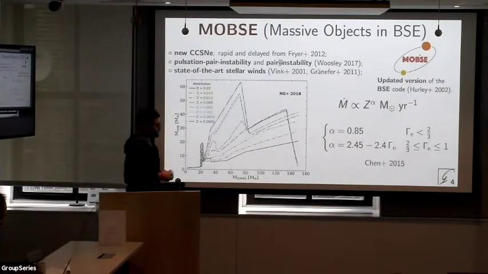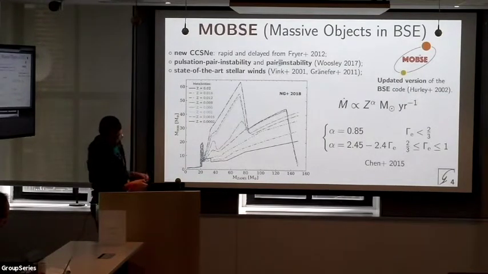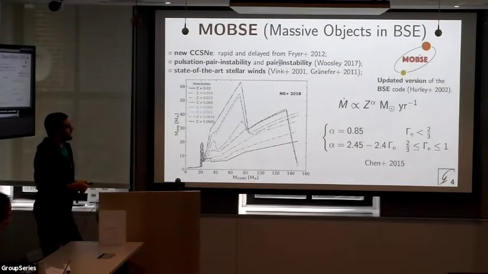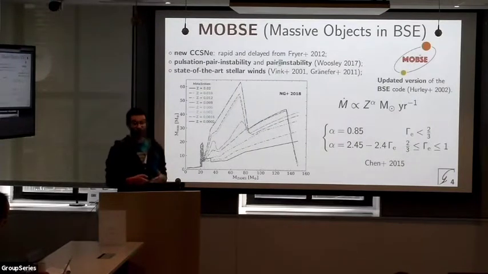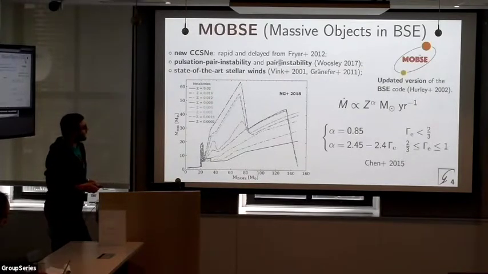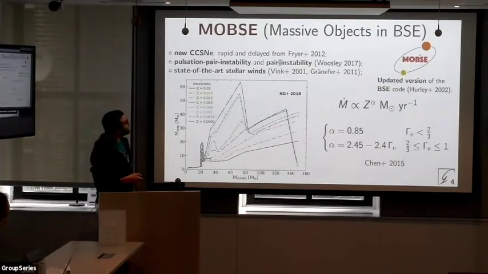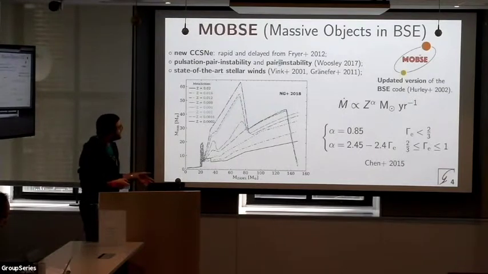For the last point, in MOBSE we include the dependence on the Eddington factor as reported here. In practice, when a star approaches the Eddington limit, its mass loss becomes almost insensitive to the metallicity. And here on the left, you can see the mass spectrum of the compact remnants as a function of the initial mass for 8 different metallicities. There is a strong dependence on the metallicity.